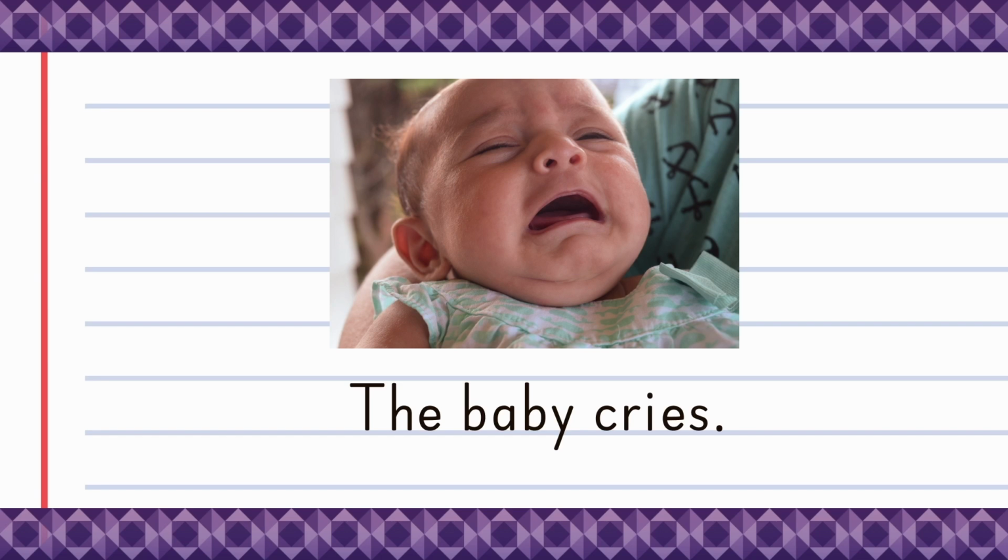Add how to tell more about the action. Let's play a thumbs up and thumbs down game. Listen carefully to the sentence I say. Ask yourself, does it tell who, did what, and how? Ready? The baby cries. The baby cries. Thumbs down. It tells who, the baby, and did what, cries. But it doesn't tell how the baby cries.